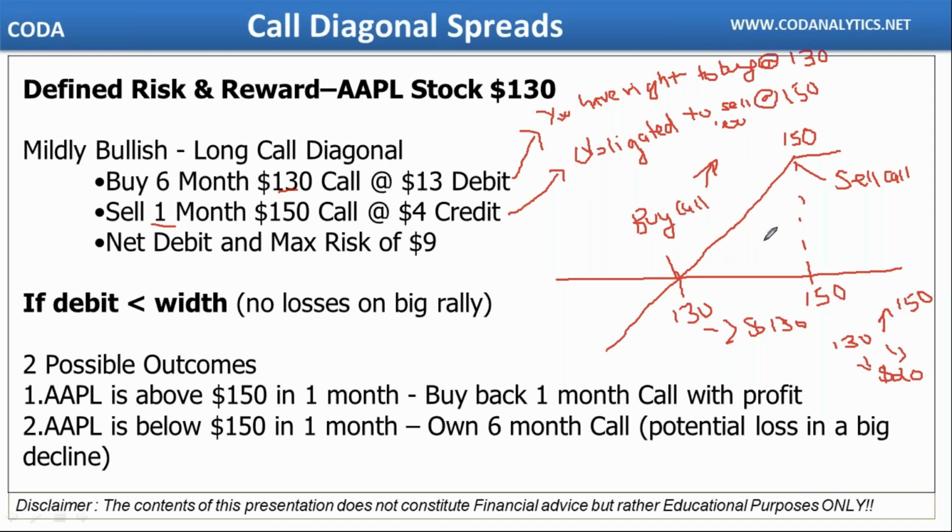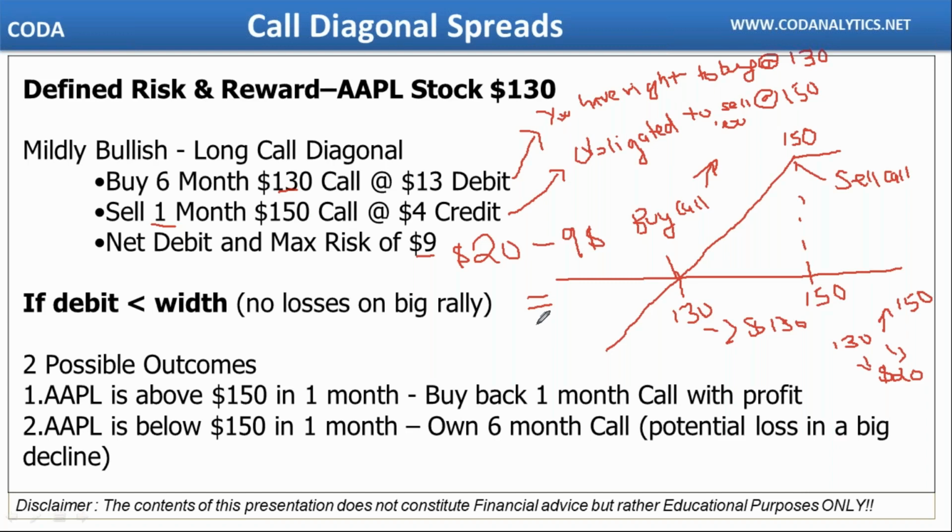Okay. We are already together. Am I making some sense? Yes, you are. All right. And remember, our net debit was $9. So eventually our profit will be $20 less $9. Are you taking away the width minus the net debit? Yes. Got it.